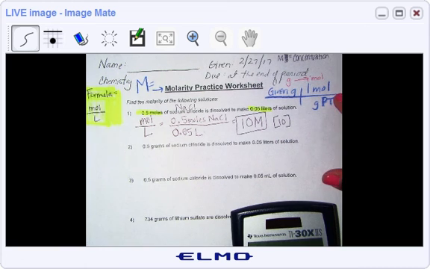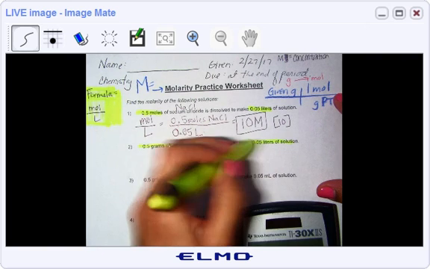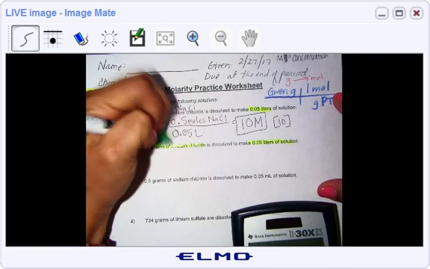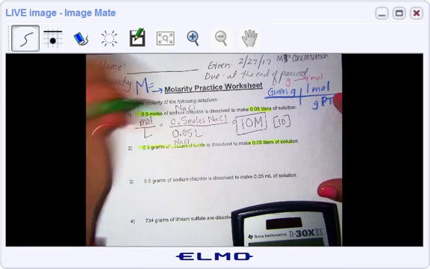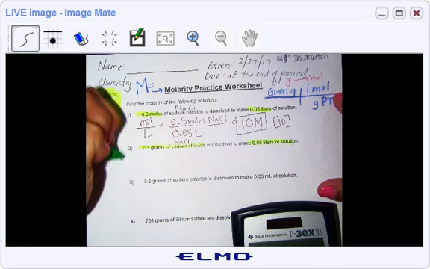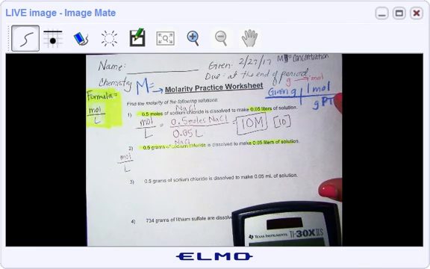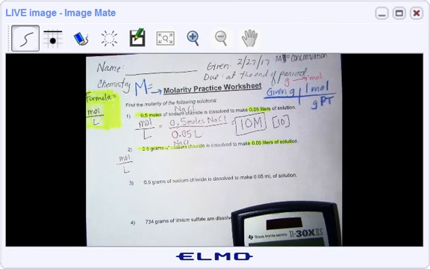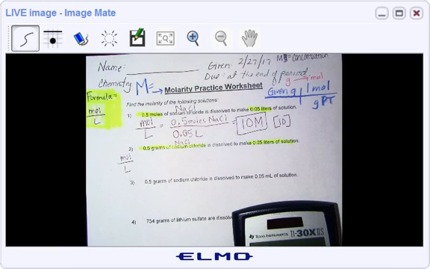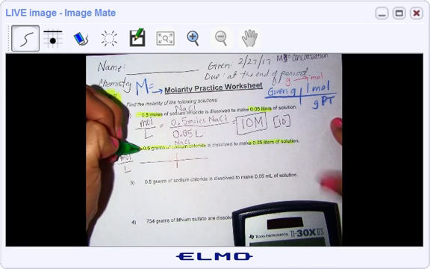Number 2, I'm going to highlight what they gave me. Okay, sodium chloride, NaCl. So again, it's moles divided by liters, but this time they gave me grams. And this is when you're going to have to use this conversion chart, the T-chart, like we learned in the last 2 6 weeks.